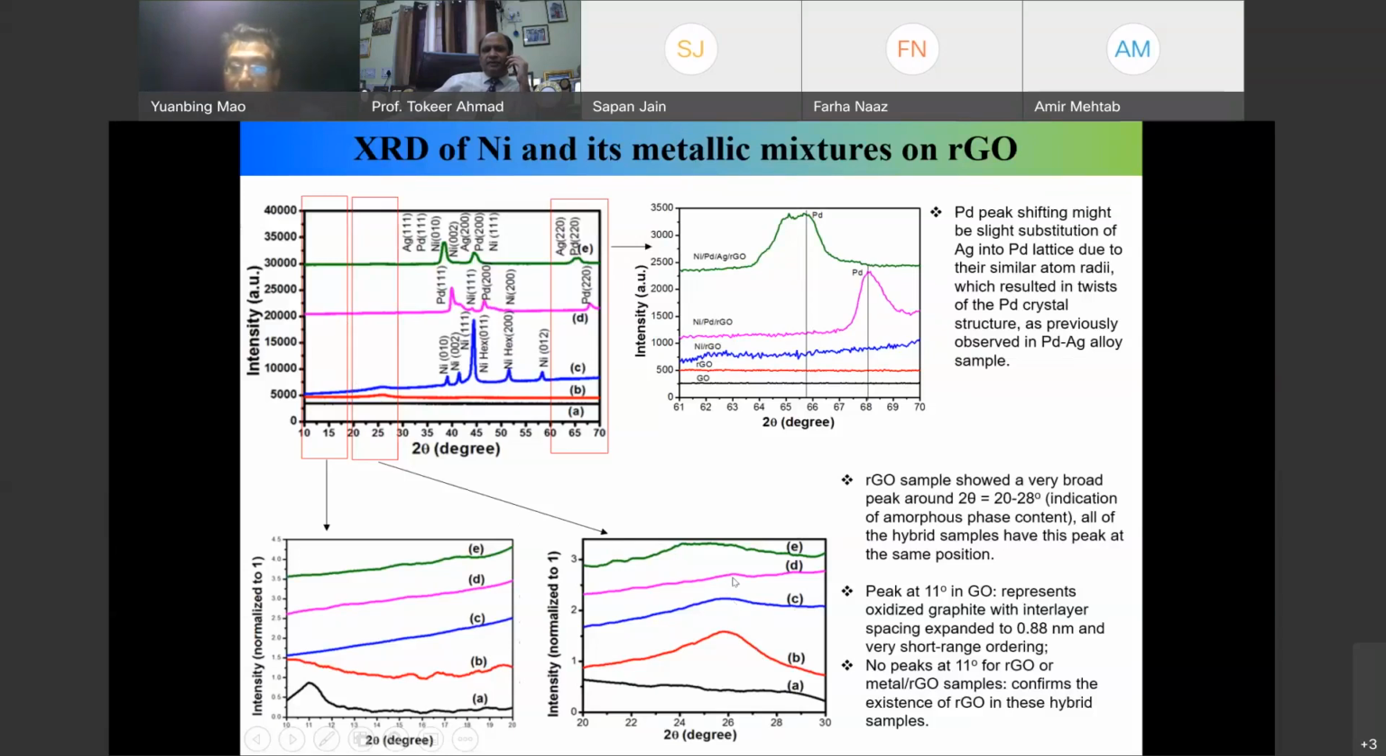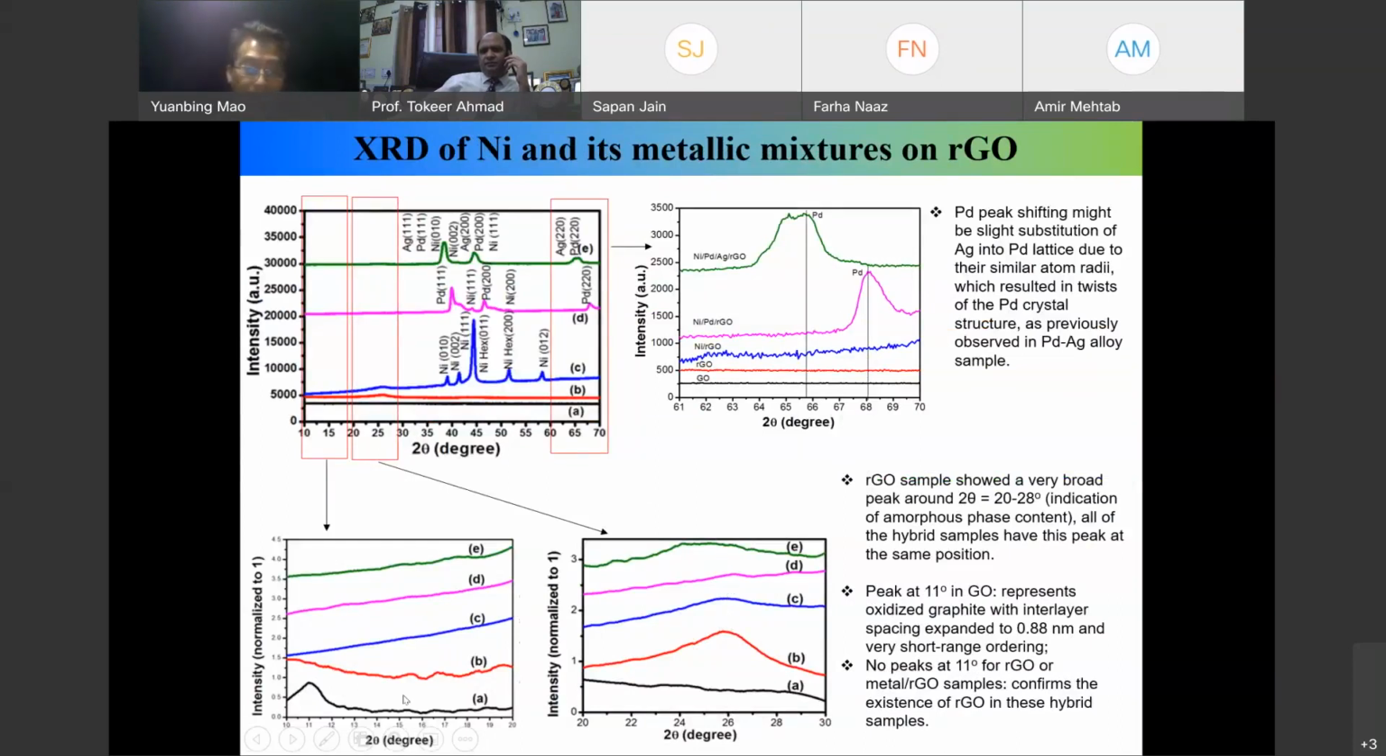The reduced graphene oxide showed a very broad peak around 20 to 28 degrees, which indicates amorphous phase content. Okay. So this peak shows a similar position for these hybrid samples, which means it has metals, right?